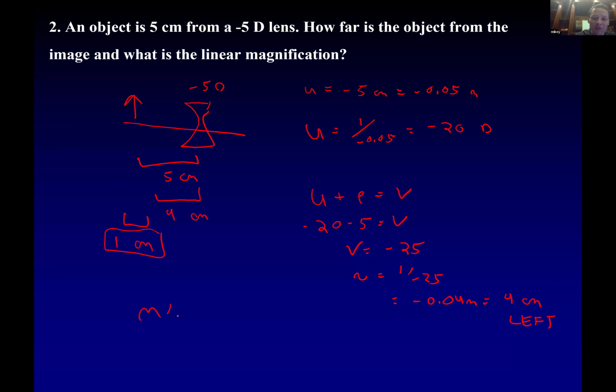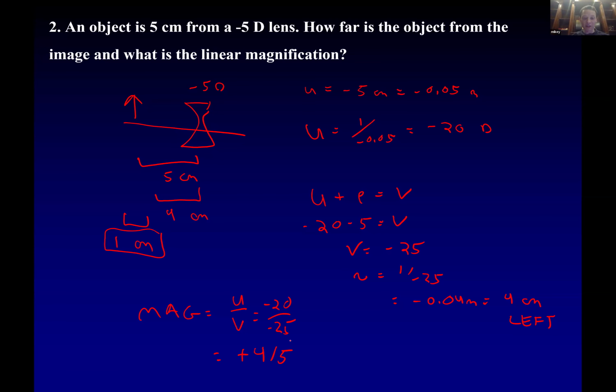The second part of the question is magnification. This is just a nice simple formula. Big U over big V is equal to -20 over -25, and the magnification is equal to +4 over 5. So the image is 1 centimeter from the object and the magnification is +4 over 5.